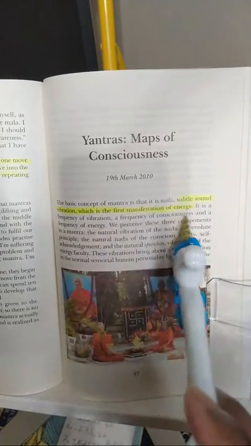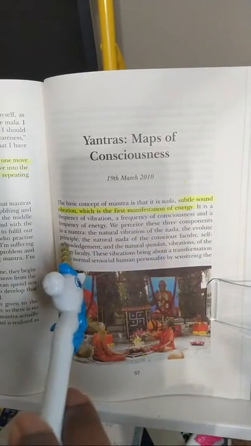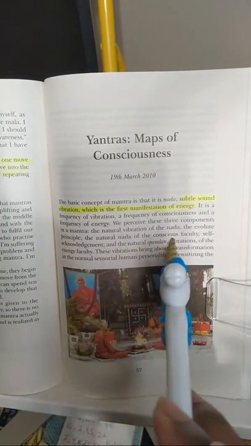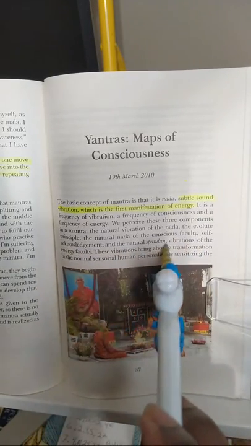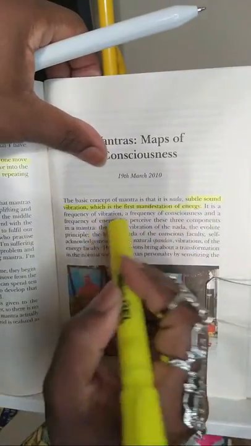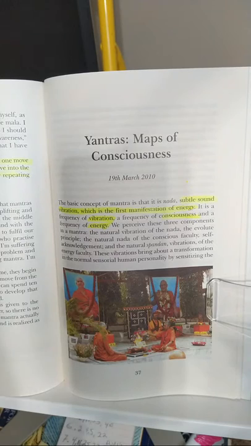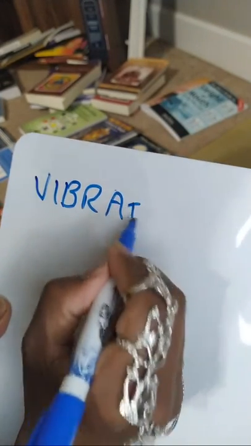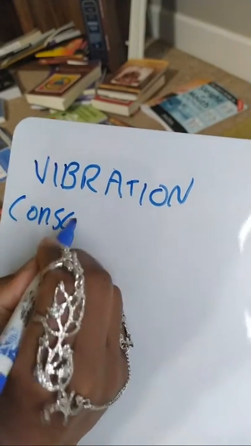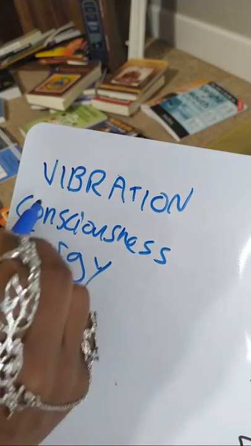It is a frequency of vibration, a frequency of consciousness, and a frequency of energy. We perceive these three components in a mantra: the natural vibration of the nada, the evolute principle, the natural nada of the conscious faculty, self-acknowledgement, and the natural spandan, vibrations of the energy faculty. Okay, so let's break that down so we don't get lost here. He's talking about vibration, he's talking about consciousness, and he's talking about energy, right? These three things: vibration, consciousness, and energy.